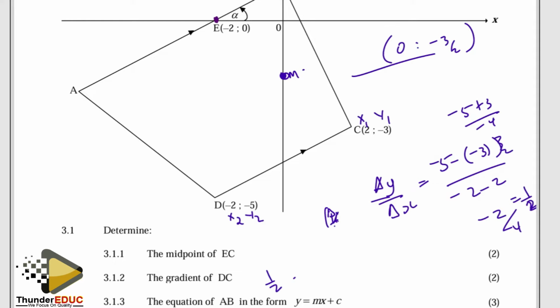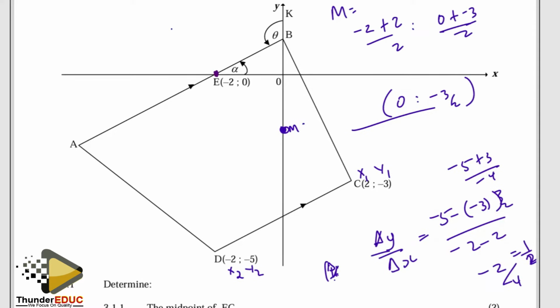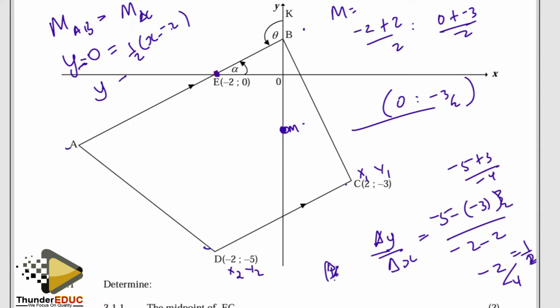Then the next one, they want the equation of AB. Now, we know that AB is parallel to CD. And for as long as the lines are parallel, the gradient of AB must be the same as the gradient of CD. So we have a point here. We're going to say y minus 0 is equal to the gradient, which is a half, into x minus minus 2. So y minus 0 is y. Okay, that's going to be a half x plus 1, if I simplify that.